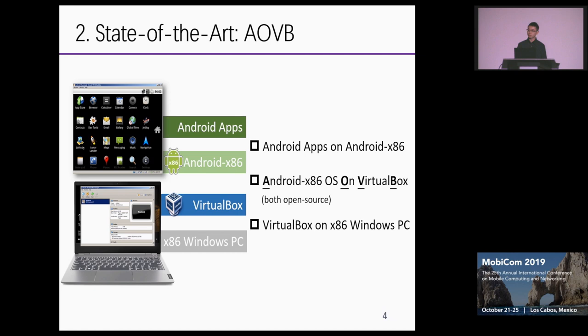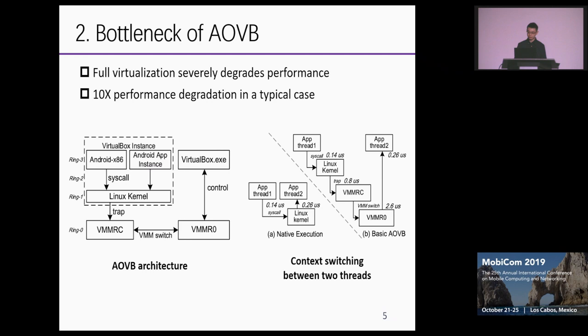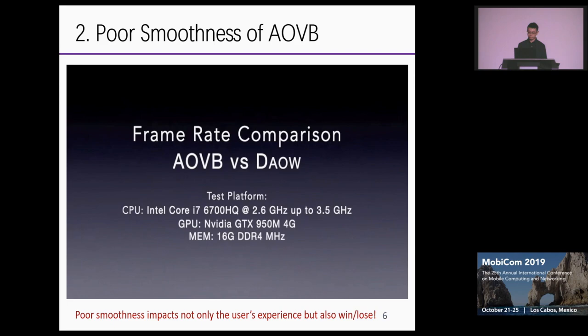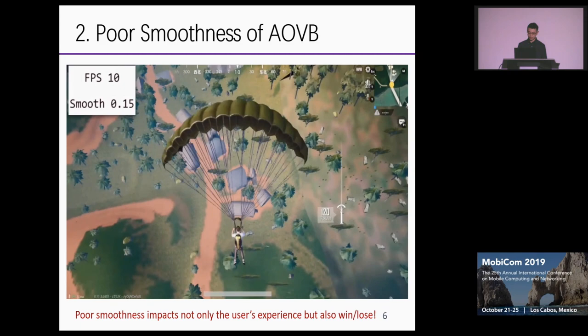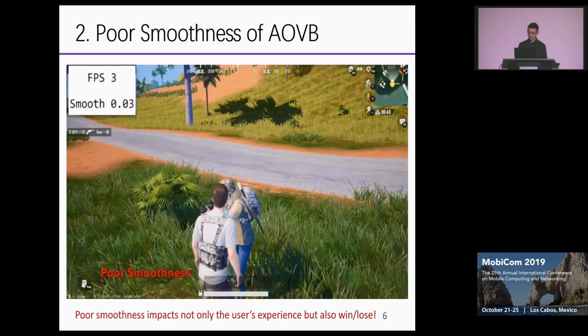However, we found that full virtualization severely impacts the overall performance because the Linux kernel always traps into VirtualBox when running privileged instructions. For example, nearly 10 times performance degradation occurs in the case of context switching between two threads of the same app. How well does AOVB actually perform when running a 3D game? From the video clip, we can see the poor FPS and smoothness of AOVB on a conventional PC. Worse still, poor smoothness impacts not only the user's experience, but also the outcome of the game.